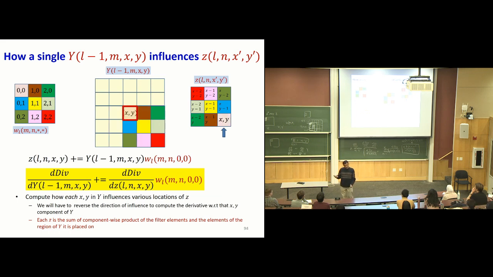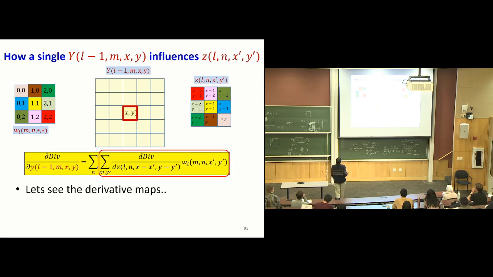Observe something very interesting. Each xy influences every z, and the influence pattern is the exact mirror image of the weights. Top to bottom, left to right. Make sense to everybody, right?